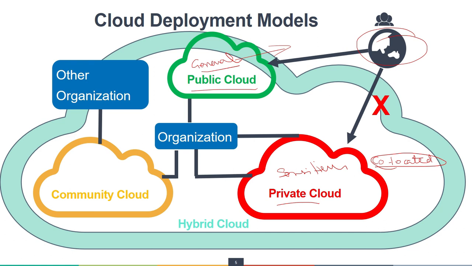Another private cloud option is where you contract with a cloud provider such that the provider offers the exclusive use of a specific resource for that customer. Otherwise, that would be a public cloud.